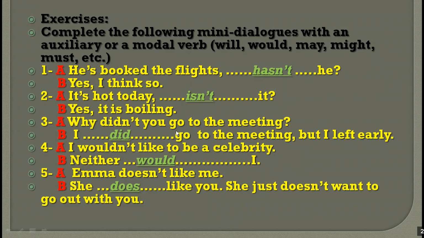Here we have the infinitive form. So the only auxiliary verb which is followed by the infinitive form is did. And we're using it for emphasis. I'm confirming that I went to the meeting because that person is assuming that I didn't go to the meeting.